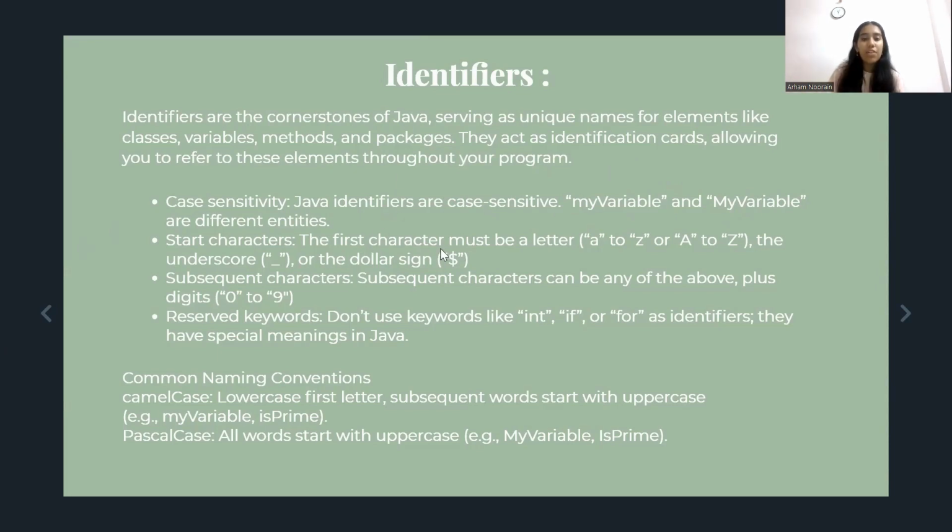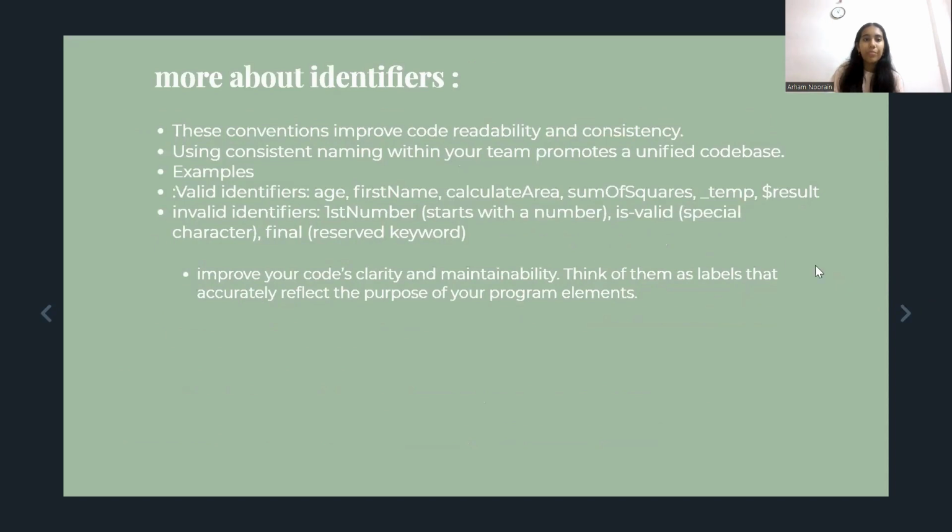Start characters. The first character may be a small letter a to z or a capital letter A to Z. It may have an underscore or the dollar sign. Subsequent characters can be any of these plus digits from 0 to 9. Reserved words like int, if, for cannot be used as identifiers.